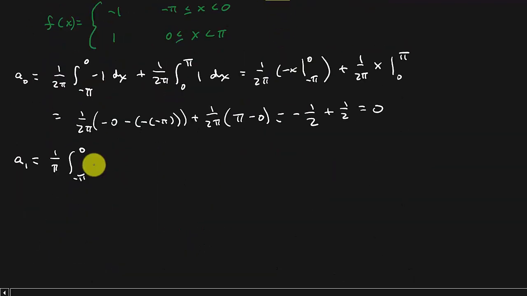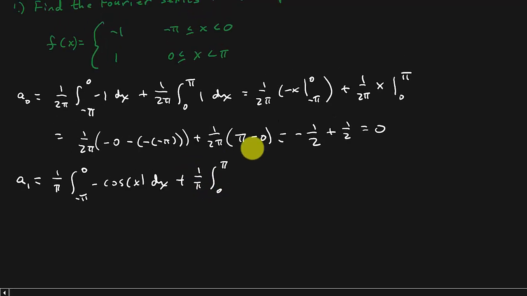And so that's just going to be negative cosine x dx, plus, and then we've got to go from 0 to pi. I'm sorry, I left off the 1 over pi. We've got to go from 0 to pi, and our function is 1. So it's 1 times what?